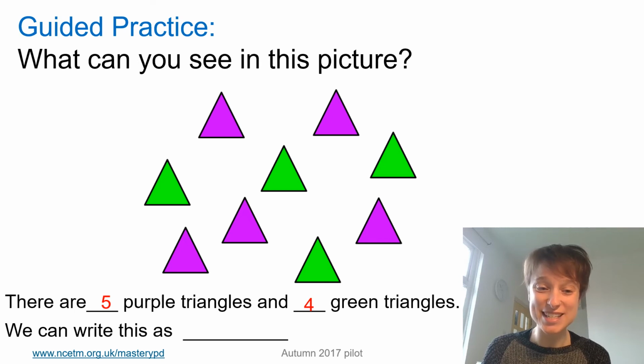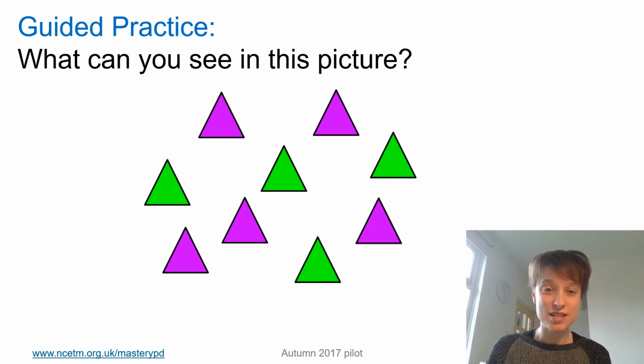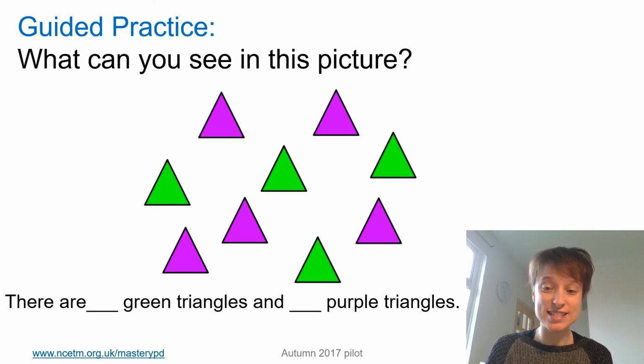Let's see if you're right. 3, 2, 1. We can write this as, let's say it together, 5 plus 4. Excellent. Well done. Now, there's another way that we can say this sentence, isn't there? So we can start with the green triangles first. So I want you to fill in the missing numbers again.